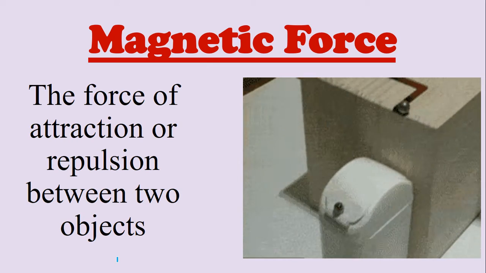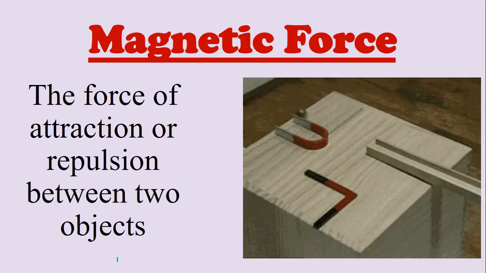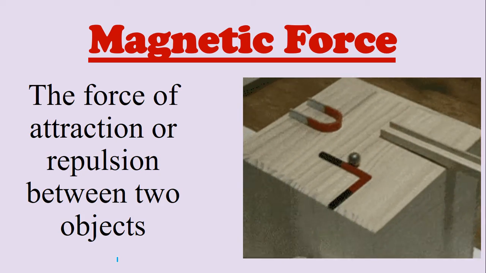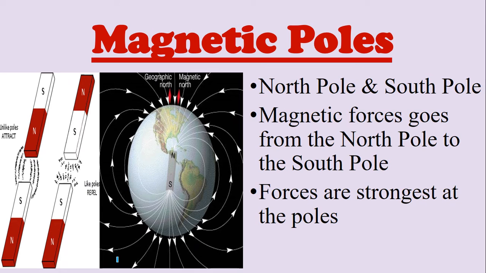Magnetic force is the force of attraction or repulsion between two objects. We're going to deal with magnetic poles with this. There are two poles on a magnet. All magnets have two poles: a north pole and a south pole. Magnetic forces go from the north pole to the south pole in most magnets, and the magnetic forces are strongest at the poles.